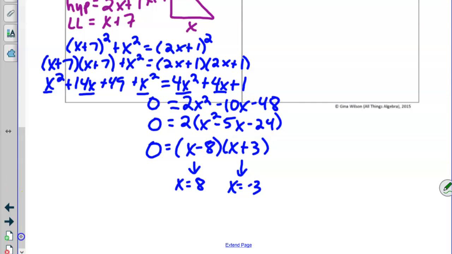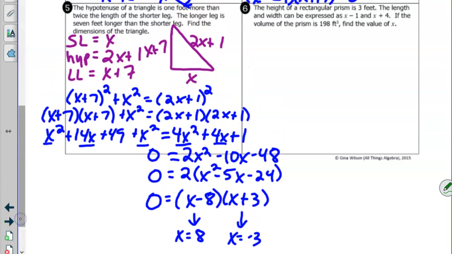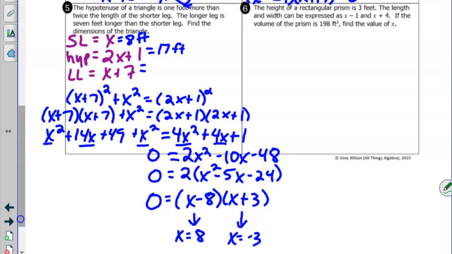Alright, so which one do we want to use? Very good. So the short leg would be 8, and we're in feet, right? This one we get 2 times 8 plus 1. I'm going to erase my triangle so I have more room. So 2 times 8 plus 1 would be 17 feet. And then 8 plus 17 would be. They just want the dimensions, so that's all we had to do.